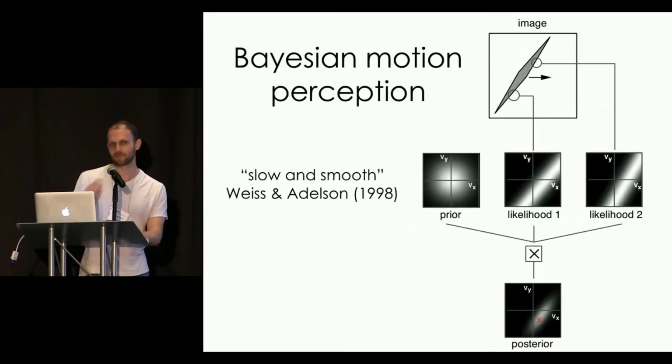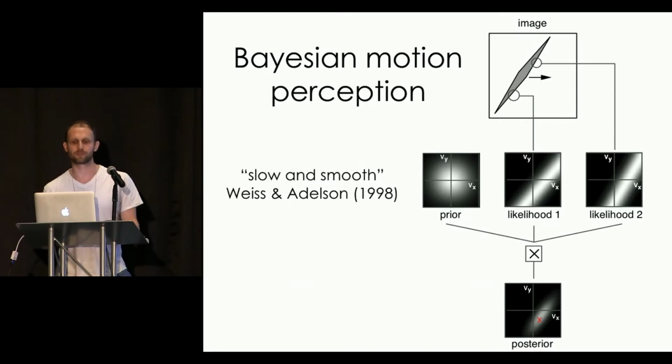And we started with a very influential idea about Bayesian motion perception that was developed by Yair Weiss and Ted Adelson in the 90s, what they called the slow and smooth model. And the basic idea is that motion is ambiguous, but we have priors which prefer spatially smooth motion and temporally slow motion. Right? So motions tend to be slow and they tend to be smooth. But this doesn't tell us anything about the hierarchical organization of motion.